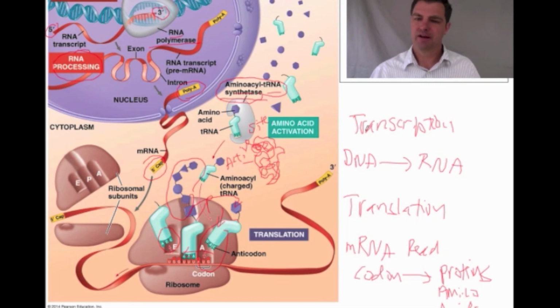Okay? So again, this is transcription and translation. This is where you take DNA, copy it into RNA, then you use the RNA after you've edited it, and you read it in sections of 3, which are called codons, and you use that to make proteins.